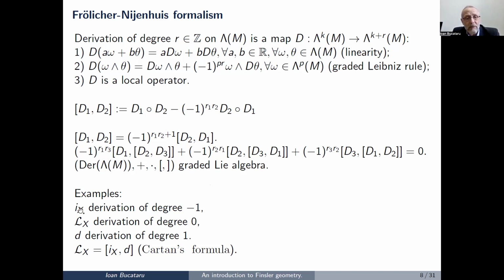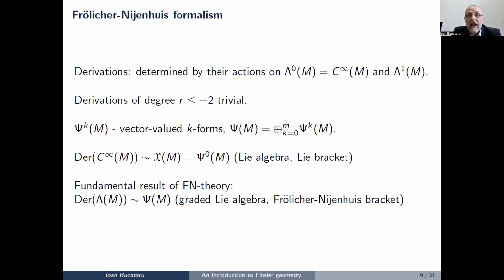So here I gave you some examples of derivations. The usual inner product with a vector field is a derivation of degree -1. The Lie derivative is a derivation of degree 0. The differential, the exterior derivative, is a derivation of degree 1. They do satisfy, if you take this commutator in this sense, you get Cartan's formula. Okay, so how to associate, yes.